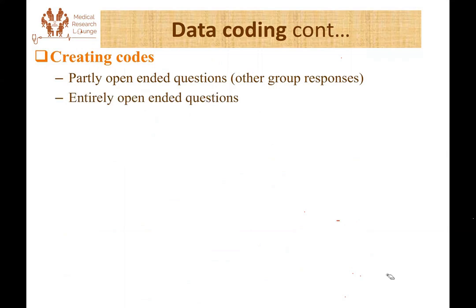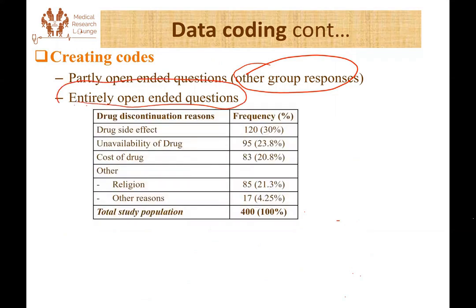So how do we code? When we create codes, what we do is for the partly open-ended questions, which is for the other response group, we are supposed to give a new code. And for entirely open-ended questions also, we're supposed to give code. For example, for the previous example, initially, the code we gave was like this: 1, 2, 3 and 4.